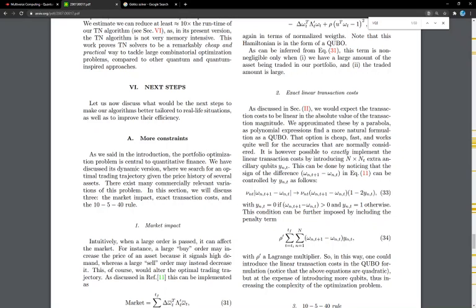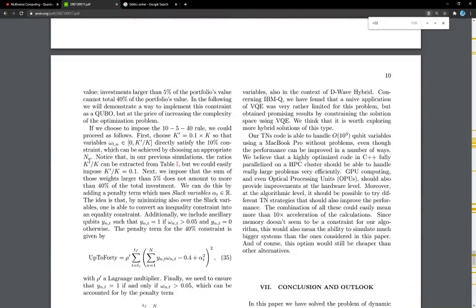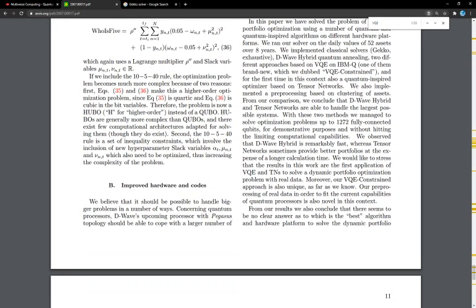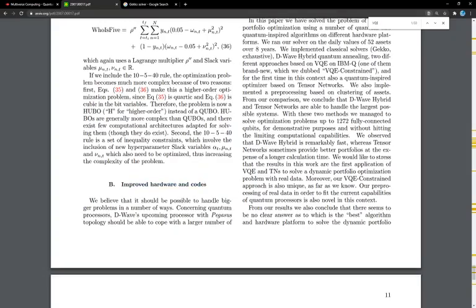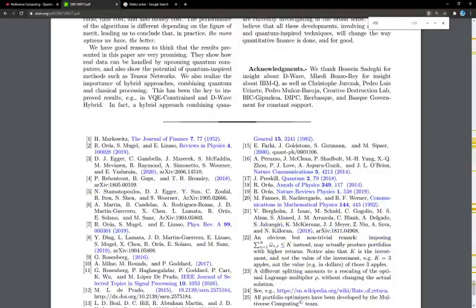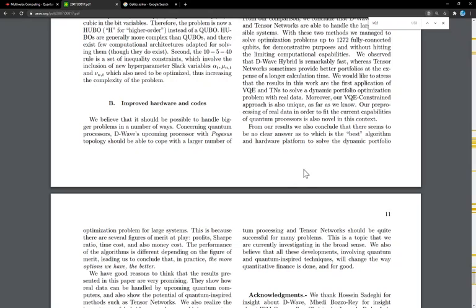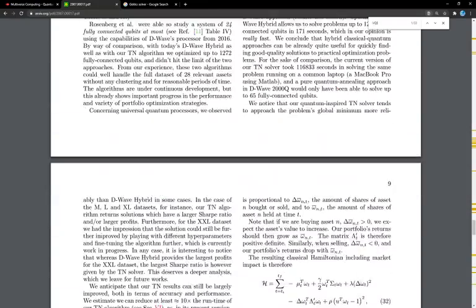Next steps: more constraints, exact linear transaction costs, market impact. This study is really exhausting, really well done, really detailed. Improve hardware and codes, acknowledgements, that's it. As far as we know, it's unique, but it's not really.